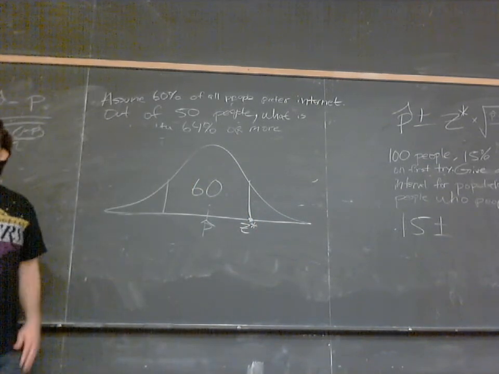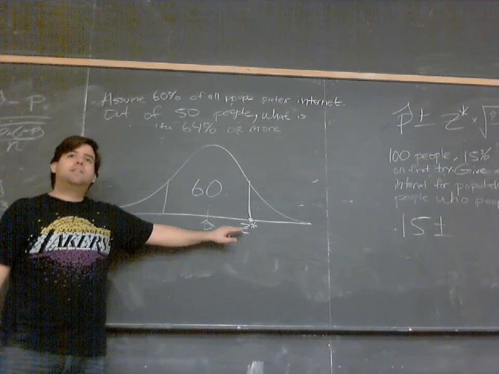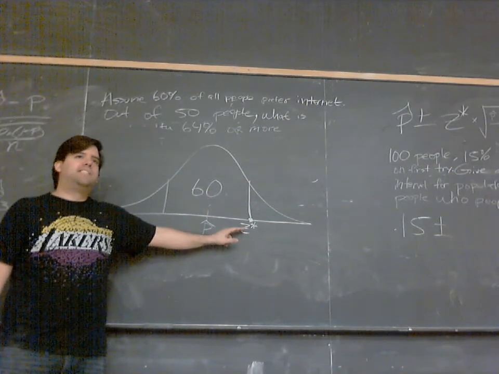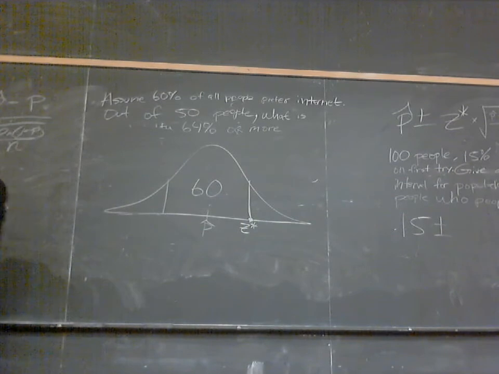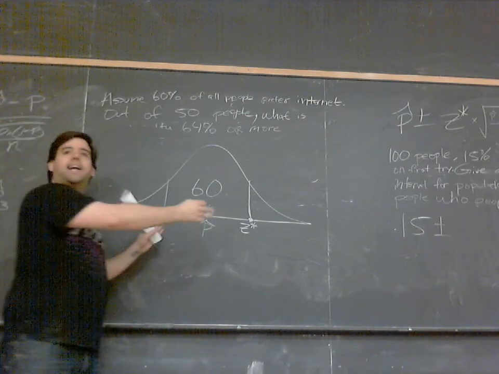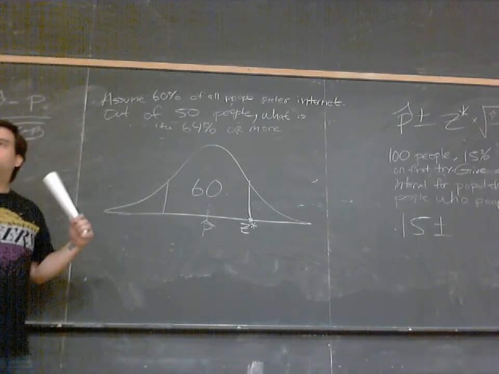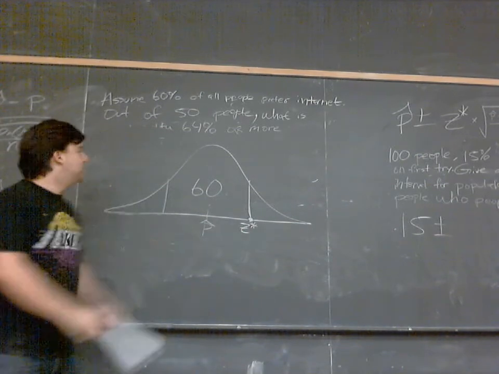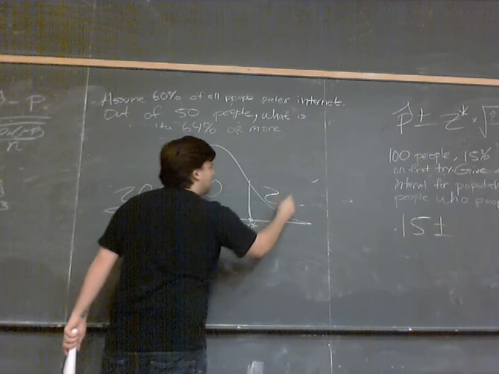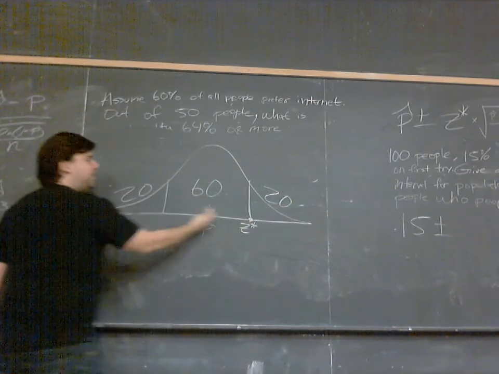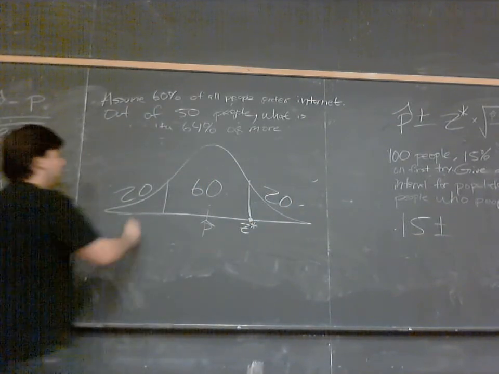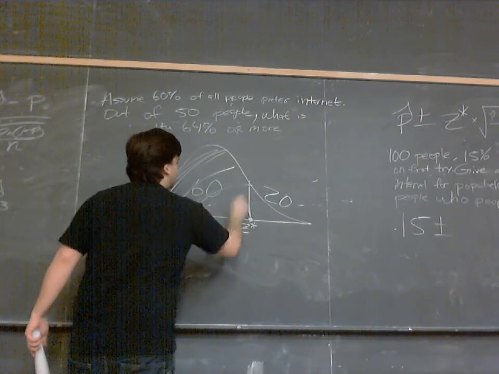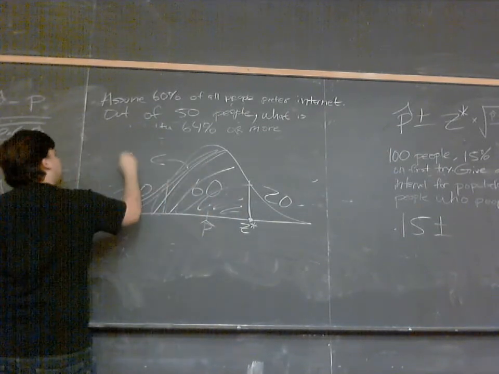So I need to use the z table to find what this z is. How much area is to the left of this z score? Outside of the middle 60, I have a total of 40. By symmetry, half that 40 is here and the other half is here: 20 and 20. So now how much is to the left of here? 80. This whole shaded area is 0.8.